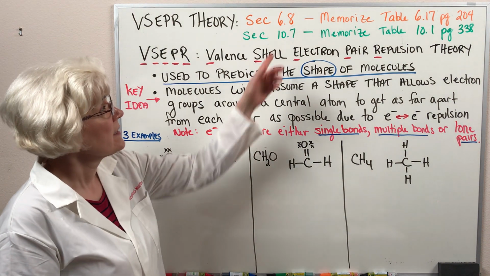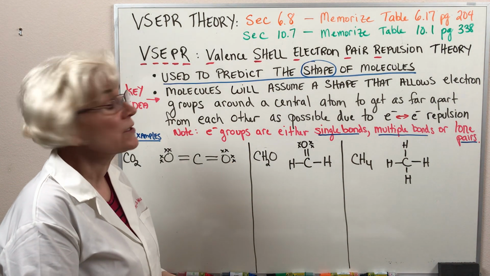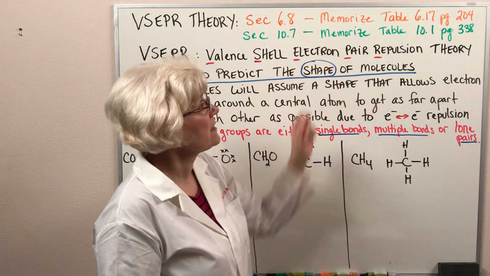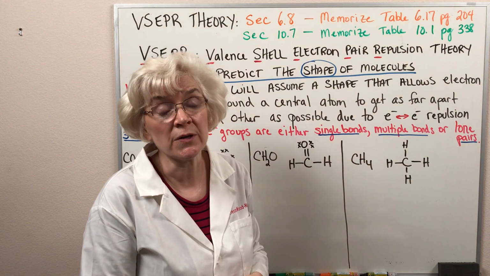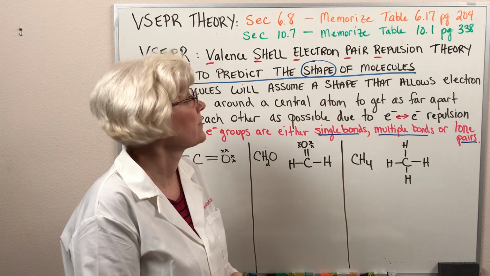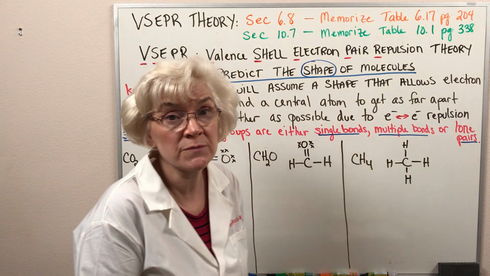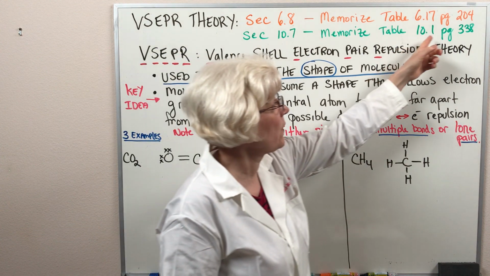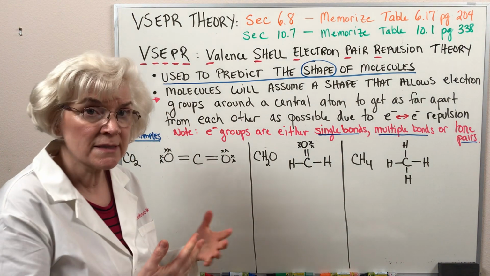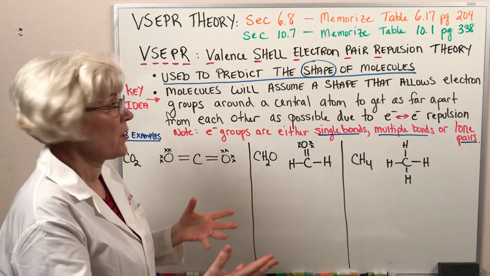And in Chem 2A, this information is found in section 6.8 of your text. In Chem 22, it's found in section 10.7. Please note that in each of these sections, there is a very important table that you're going to have to commit to memory, summarizing the information that we're talking about here. That table is table 6.17 on page 204 in the Chem 2A text, and it's table 10.1, page 338 in the Chem 22 text. So let's explore what the VSEPR theory is proposing.